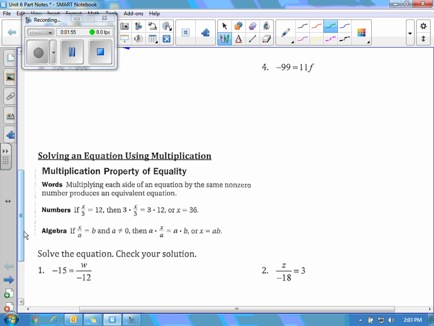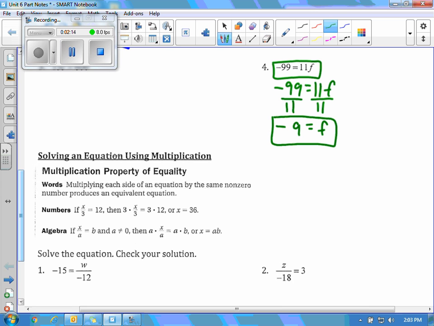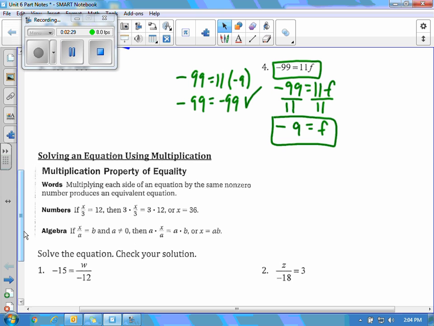Again, to start with, I'm going to box and rewrite. So I have negative 99 equals 11f. I'm trying to get the f by itself, which means I'm going to divide both sides by 11. Negative 99 divided by 11 is negative 9. 11 divided by 11 is 1, so I'm left with f there. So my solution is that negative 9 equals f. I want to plug in negative 9 to check this, so I'll have 11 times negative 9. If I work that out, I'll get negative 99 equals negative 99, which is true, so I know my solution is right.